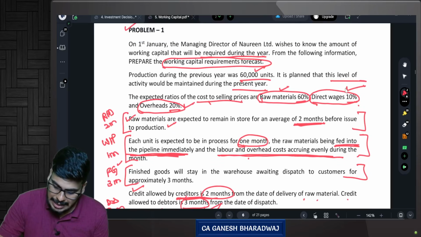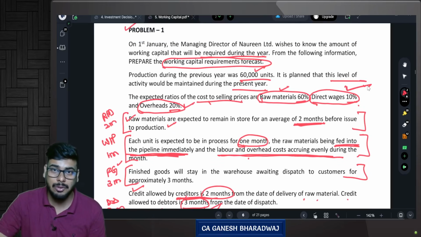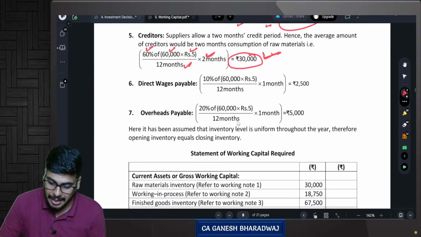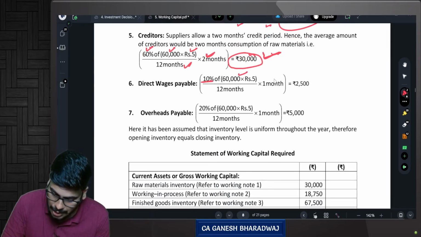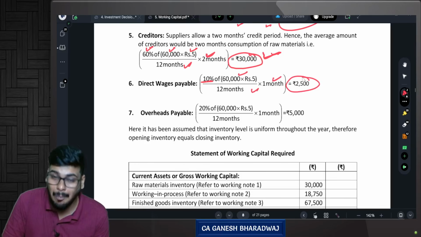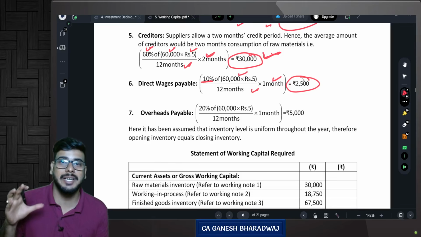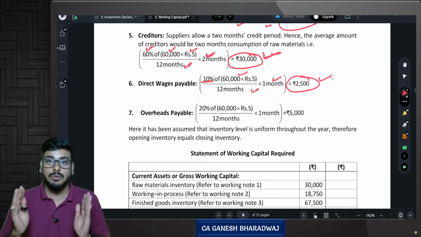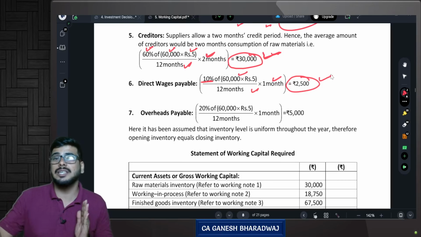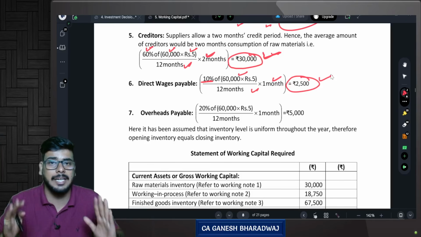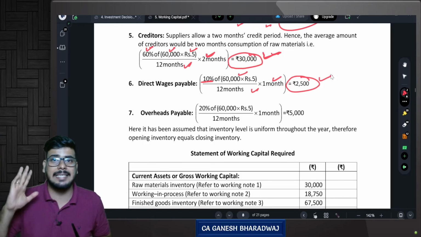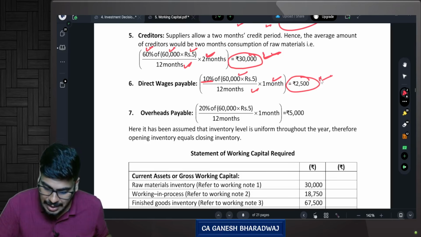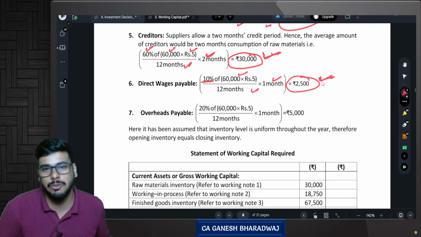Now, wages is how much? Wage cost is how much? 10% of my sales value, correct? So 10% of my sales value into 1 by 12 is the funding. This is the amount that is actually being funded. I'm not saying they are bearing the cost. To the extent of this 2,500 rupees, these workers are saying we will take it later. That is, you need not pay me every day as and when I work. I will work for 1 month, you pay me later. Because of this timing difference, I require a lesser funding of 2,500, correct?